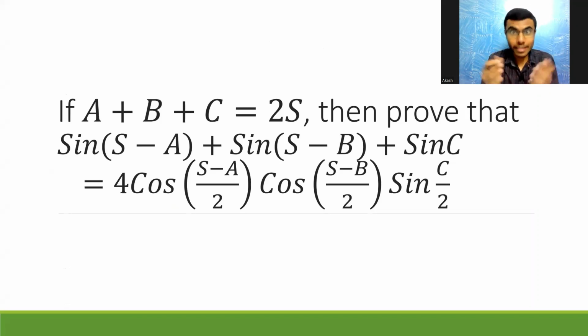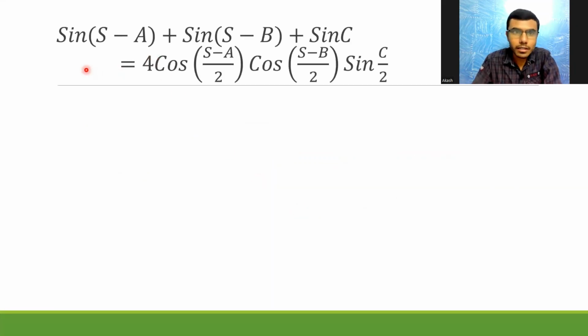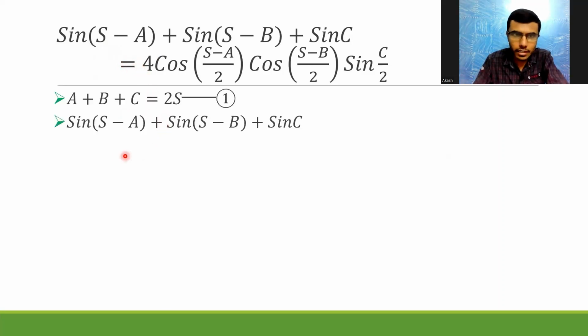Now let's see how to solve this given question. Here we are given that a plus b plus c is equal to 2s, and we need to show that sine s minus a plus sine s minus b plus sine c is equal to what we have on the RHS. Now let's see how to do that. I've kept the question at the top of every slide so that you could refer to it at any point of time. This is the given condition and this is my LHS.